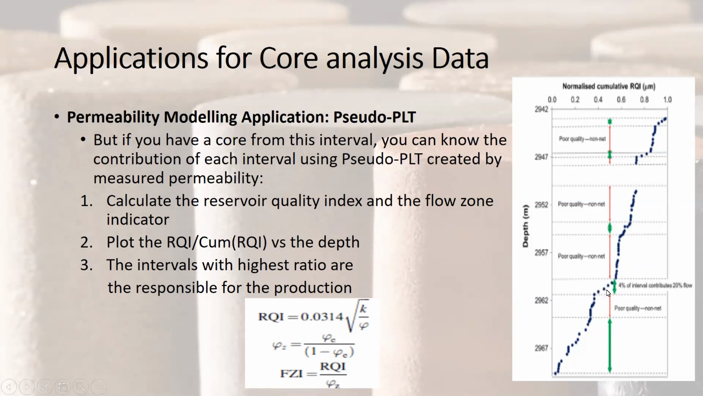we have a sloping relation or a sloping curve in the highest quality intervals. Okay, we have also this interval, but this interval has a nearly vertical line representing the RQI over the cumulative RQI. So the quality of the reservoir in this interval is not good, okay? So we can notice from the curve of RQI over the cumulative RQI that these intervals marked in green are where the highest contribution to the production came from, okay? So if we have a permeability measurement from the core that is taken in this interval, we can expect the result of a PLT run.